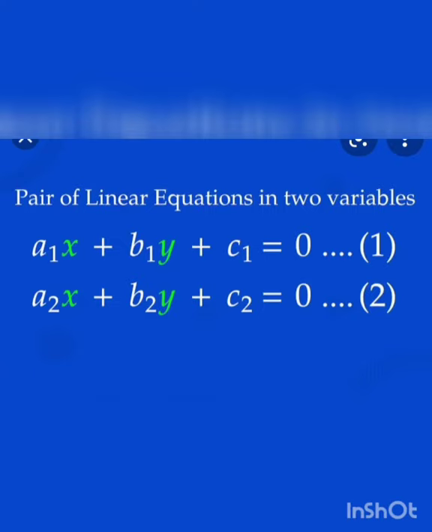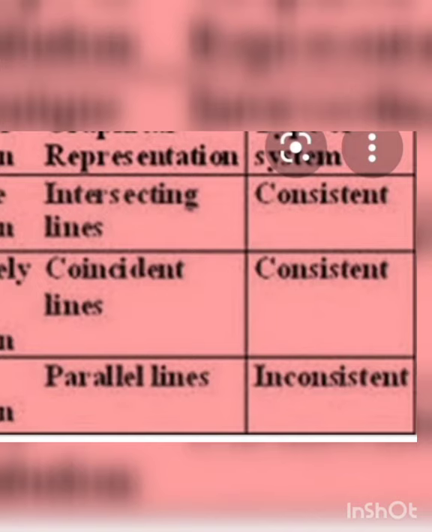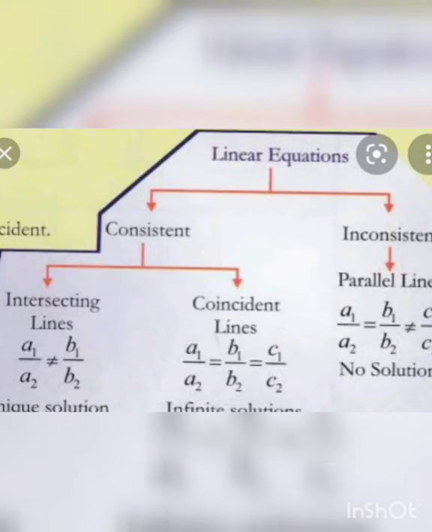Now, what do you mean by consistent and inconsistent pair of linear equations in two variables? A pair of linear equations which has a solution is called a consistent pair. That means intersecting and coincident pairs of linear equations are consistent. A pair which has no solution is called an inconsistent pair, which means parallel lines are an inconsistent pair of linear equations.